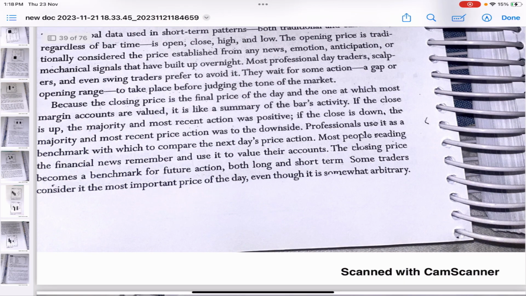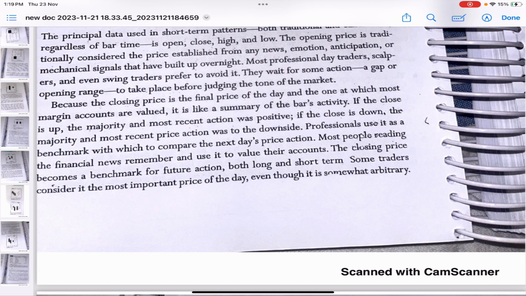Now, what is the final price of the day? The final price is always going to be the closing price. So what was the closing price of the stock? That will give you the final price of the day. The closing price is going to give you the summary of whatever happened during the day. And if the close is up, which means our candle will be in green, that means that it was a good day. Whereas if it's red, then that would be downside.